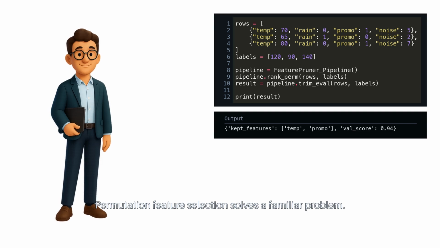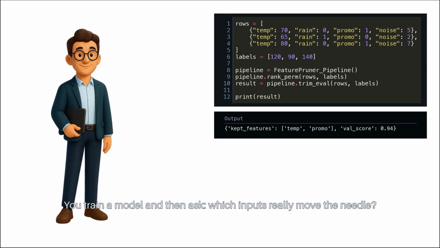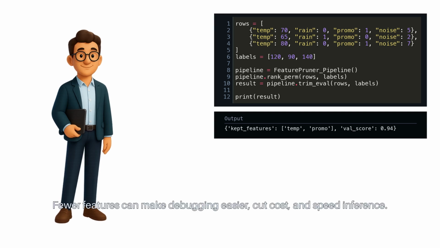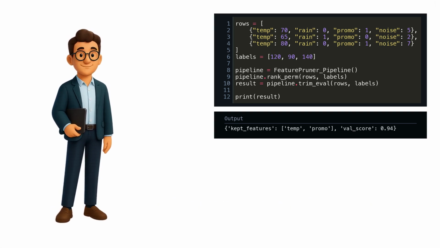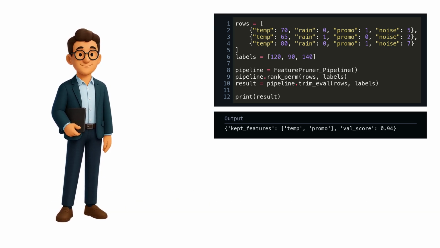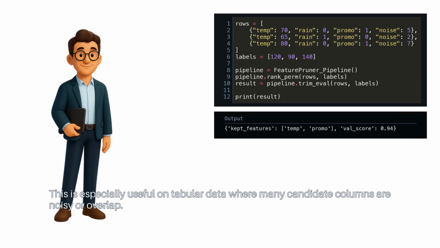Permutation Feature Selection solves a familiar problem. You train a model and then ask, which inputs really move the needle? Fewer features can make debugging easier, cut cost, and speed inference. The goal is a smaller model that keeps validation performance within an acceptable margin. This is especially useful on tabular data, where many candidate columns are noisy or overlap.